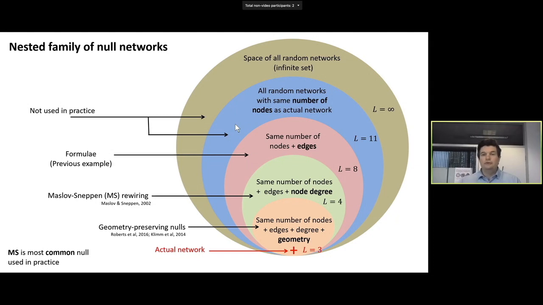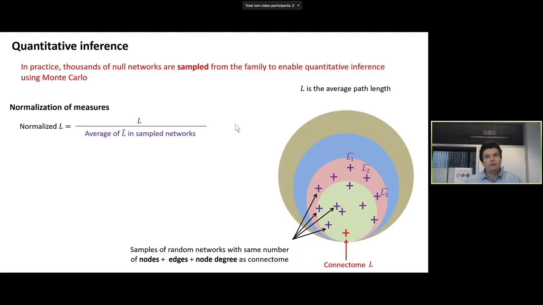And more recently, there have been endeavors to also match the geometry of the connectome. And this gives us the innermost circle here. So we're gradually adding more and richer properties to our null, which confines the null more and more. Of course, if we add too many, if we keep adding properties, we're eventually going to converge to our real network, to our actual connectome. So how do we actually do inference with these kind of null networks? A common approach is that we sample null networks from this null space.